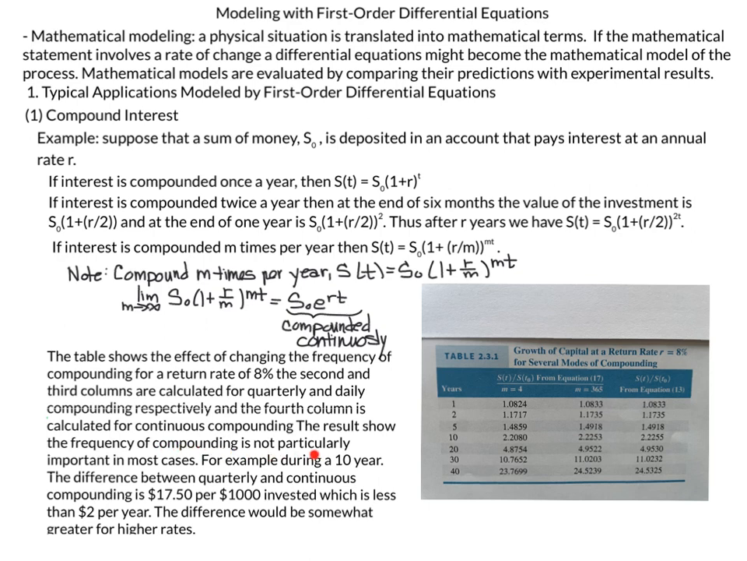The result shows the frequency of compounding is not particularly important. For example, during a 10-year period, the difference between quarterly and continuous compounding is only $17.50 per $1,000 invested, which is less than $2 per year. The difference would be somewhat higher for higher rates, less for lower rates. So what this shows is that even though compounding continuously is not a realistic situation, it really doesn't impact it that much if you're only compounding even at m equals 4, quarterly. But certainly daily gets you even closer.